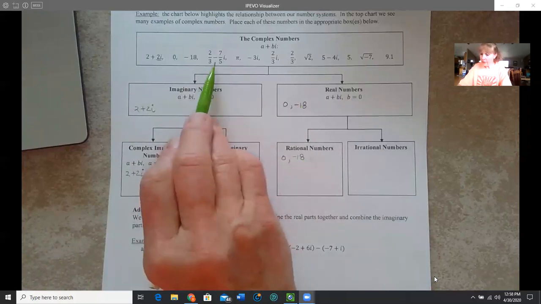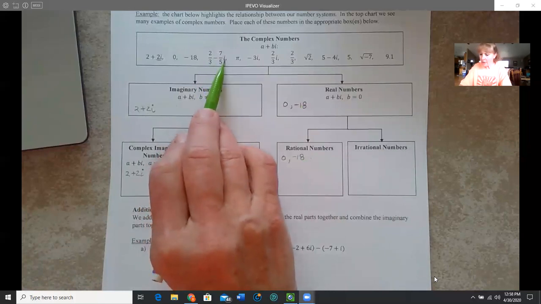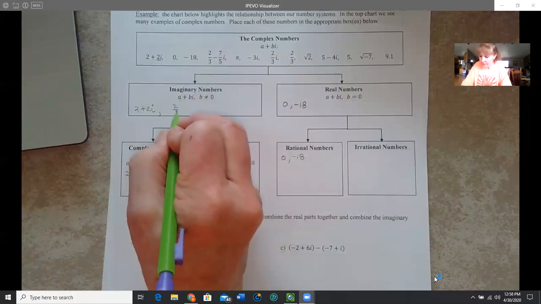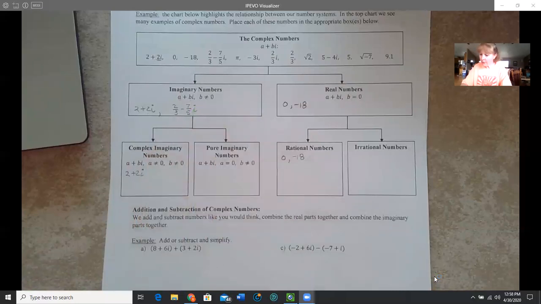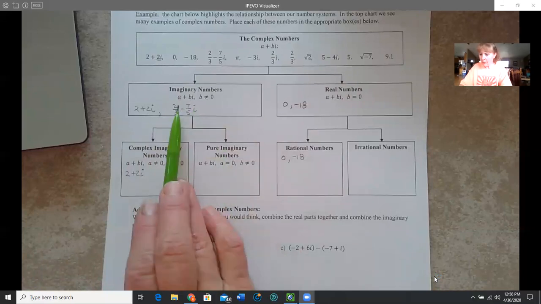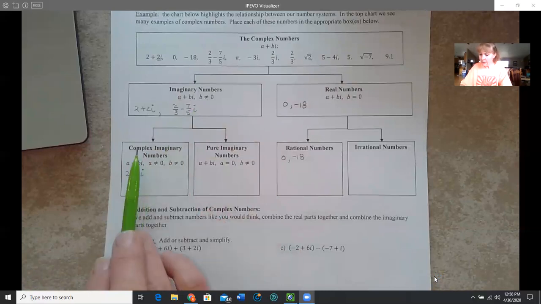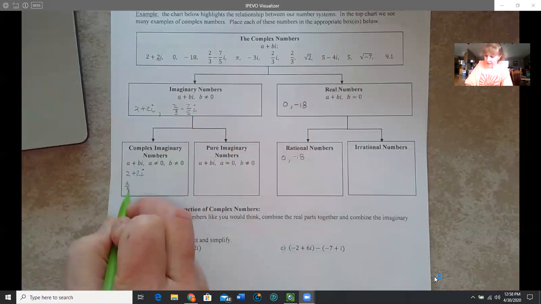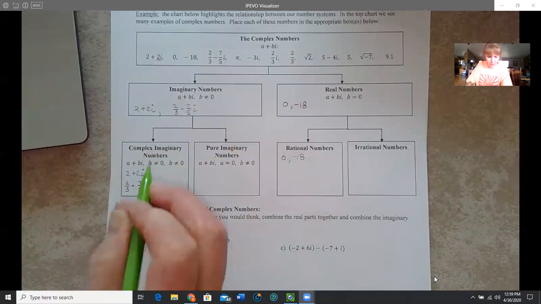What about this one right here? 2/3 minus 7/5 i. You've got the i, so we automatically know that we're dealing with an imaginary number. Now, is it pure imaginary? Pure imaginary means there's no real part to it. And again, that real part is this right here. So this would be considered a complex imaginary number because it's got the real part and it has the imaginary part to it. So we would put it over there.